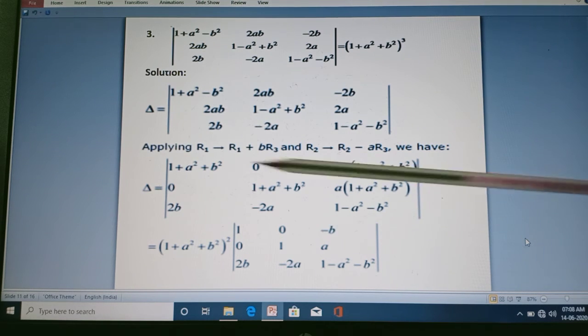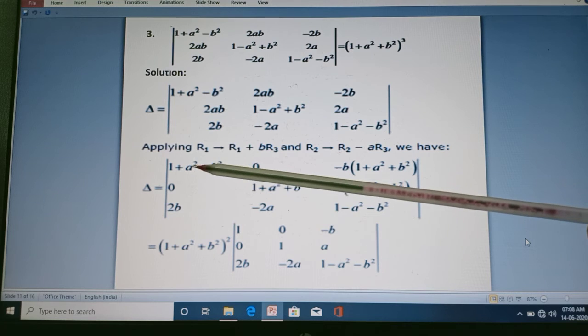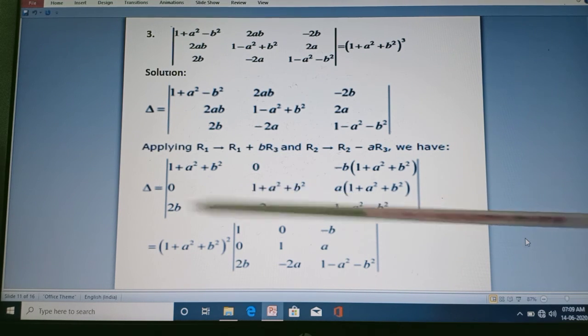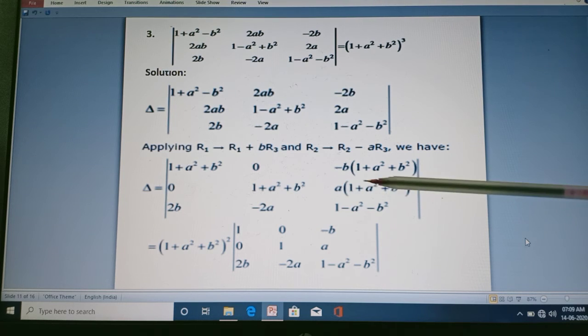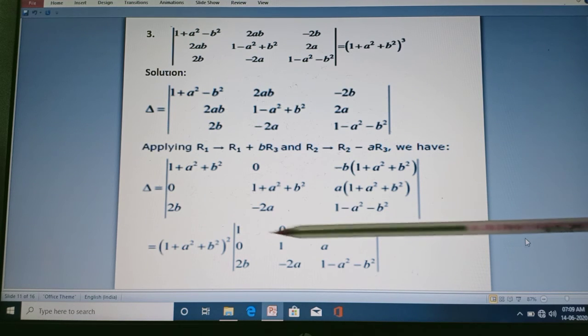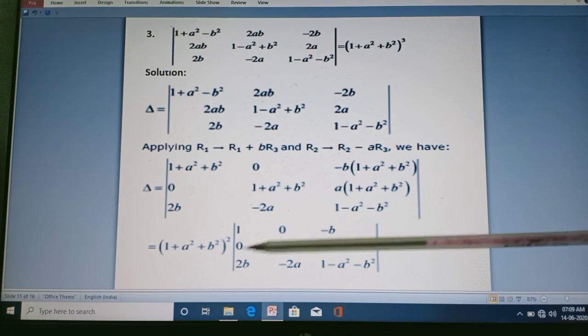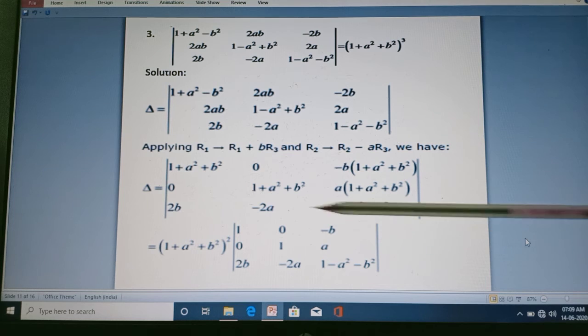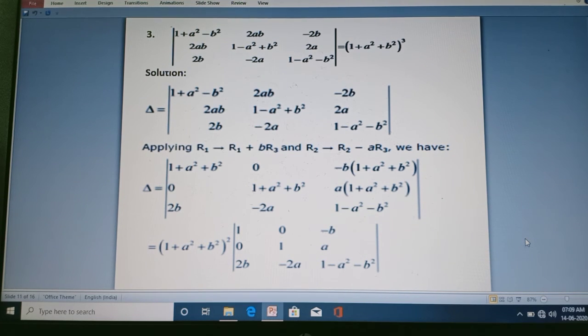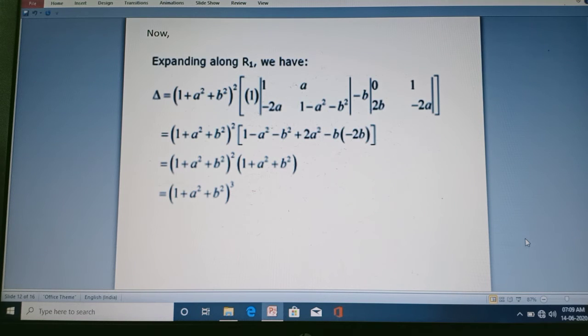The third row is fixed. There you can take common 1 plus a square plus b square. This is common from the first row, and from the second row 1 plus a square plus b square is also common. And the determinant reduces to 1, 0, minus b; 0, 1, a; twice b, minus twice a, 1 minus a square minus b square.